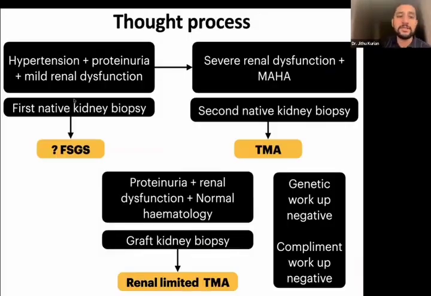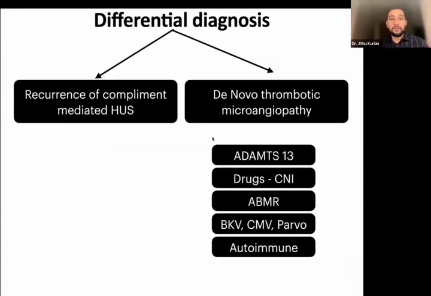So the thought process was that this is a patient who initially had a suspected FSGS because of hypertension, proteinuria, and renal dysfunction. Then the second presentation was with severe renal dysfunction and MAHA. This was thought to be TMA. And in the transplant kidney, she had isolated proteinuria with renal dysfunction, with graft biopsy showing TMA, with genetic workup negative and complement workup negative. So the diagnosis here we thought was, is it a recurrence of a complement-mediated TMA, or is it a de novo thrombotic microangiopathy?